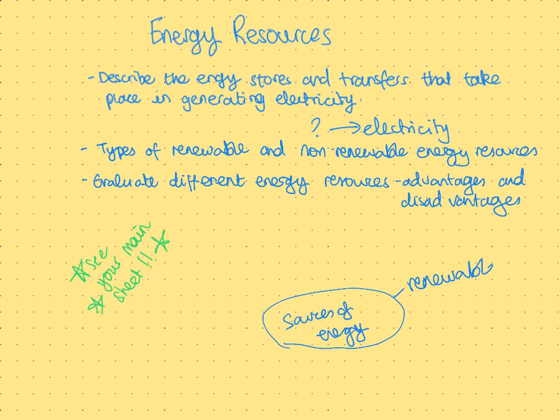For example, wind energy, you've got the spinning turbine, which uses the kinetic energy from the movement of the turbine and transfers it into electricity. If you're thinking about solar energy, it's using light energy and transferring that light energy into electrical energy. Have a go at this now.